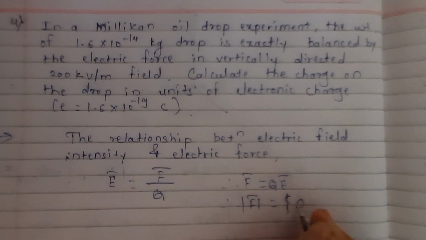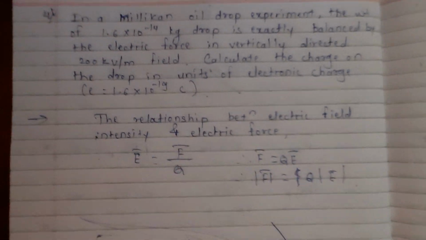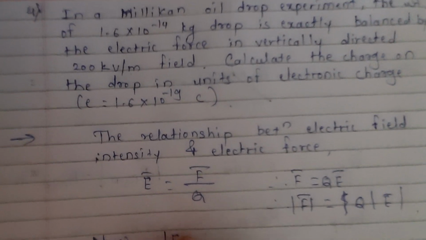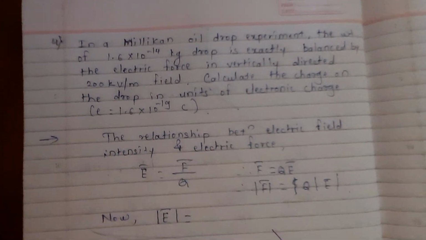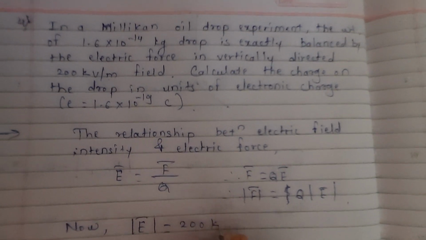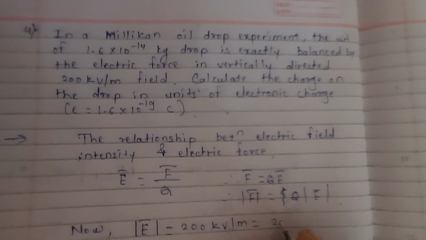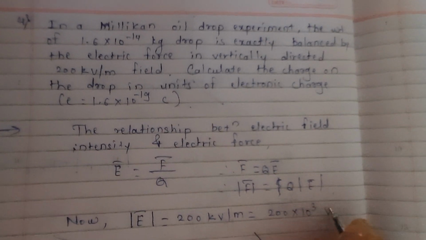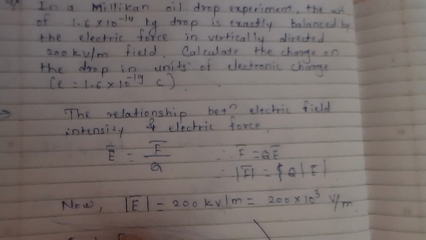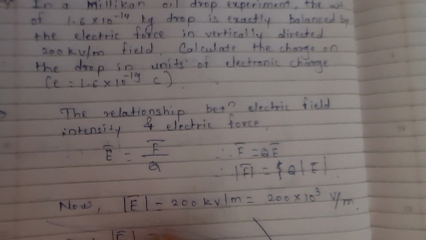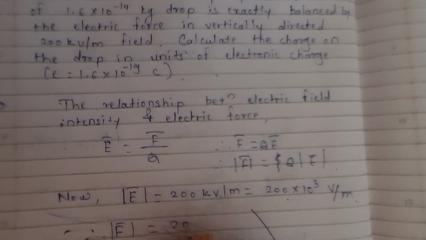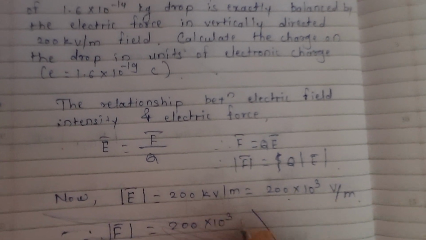Or we can write mod of F bar equal to Q into E bar. Now what is E bar? E bar is given in the problem as 200 kV per meter, that is 200 into 10 raised to 3 volt per meter. So we substitute this value in the above equation, so F bar is 200 into 10 raised to 3 Q.